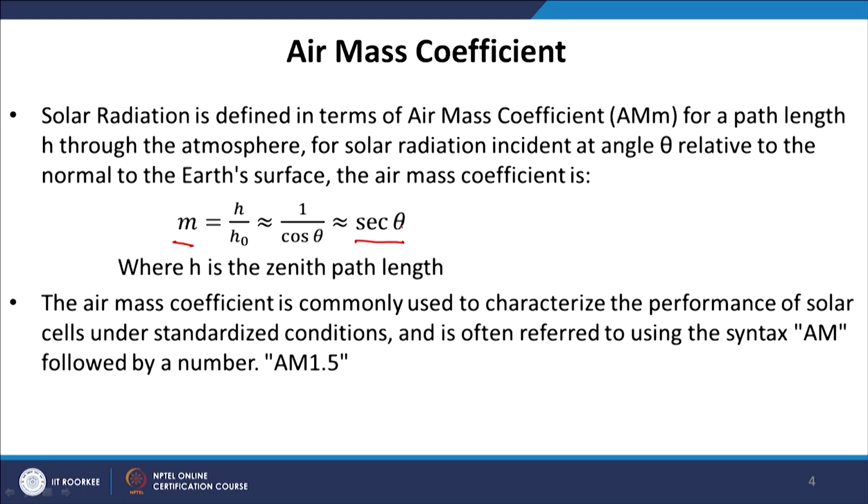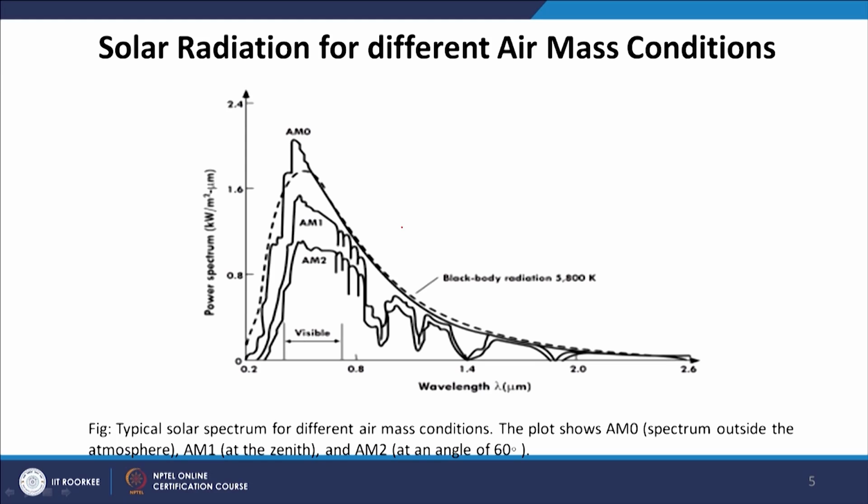The air mass coefficient is commonly used to characterize the performance of solar cells under standardized conditions, and it is often referred to using the syntax AM followed by some number, like AM1 or AM1.5 or AM2.5. We will see what this number represents in the next slide. Solar radiation for different air mass coefficients is given here.